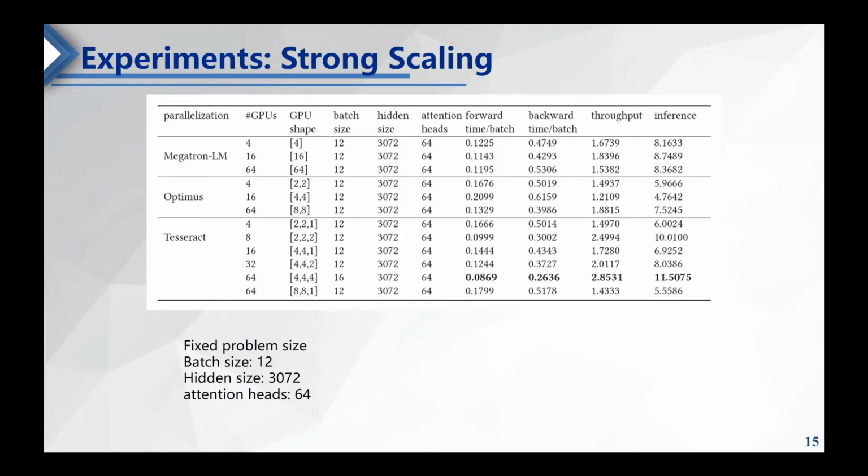Besides the comparison between the Tesseract with different depth settings, we can also calculate the speedup of Tesseract between Megatron and Optimus. Here we focus on the experiments with 64 GPUs in the different parallelization structures compared to Megatron. Compared to Megatron, our Tesseract reached a speedup of 1.37. Compared to Optimus, our work reached a speedup of 1.53.